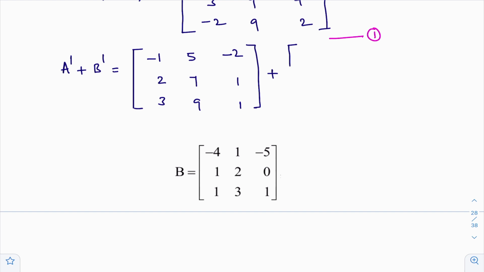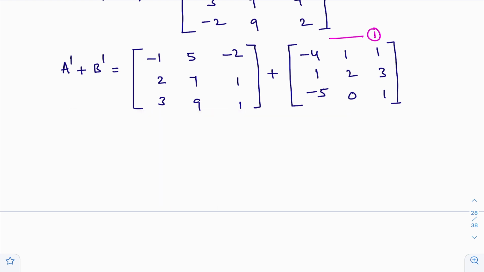What is B dash? You write the first row as the first column: minus 4, 1, minus 5. You write the second row as the second column: 1, 2, 0. You write the third row as the third column: 1, 3, 1. Okay, now you add these two. What will you get?